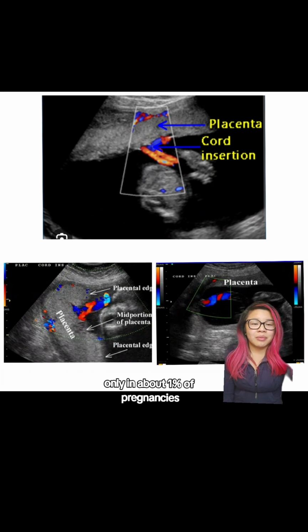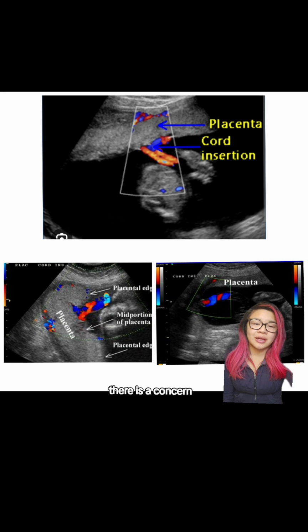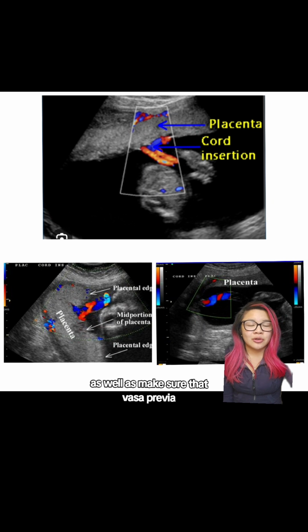This happens only in about 1% of pregnancies, but like with the marginal cord insertion, there is a concern for baby's growth in the third trimester. So there is that concern of IUGR. Therefore, you will also get more scans in the third trimester to check on baby's growth, as well as make sure that vasa previa is not present.